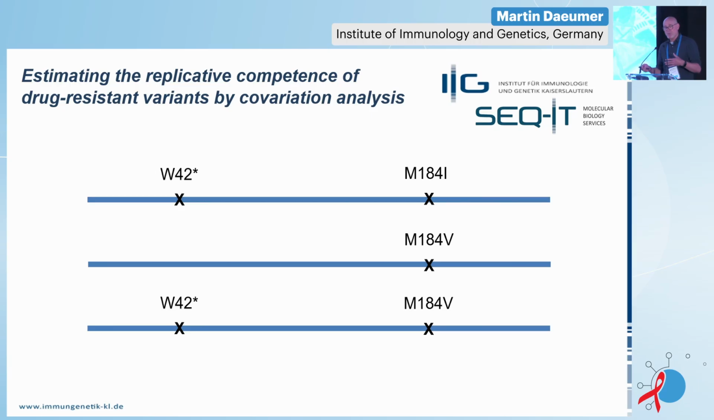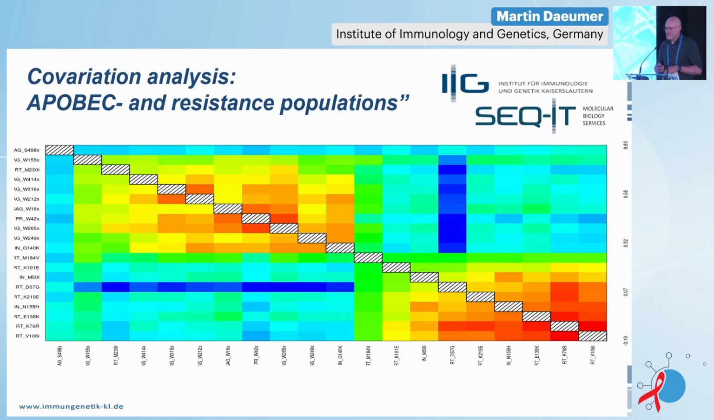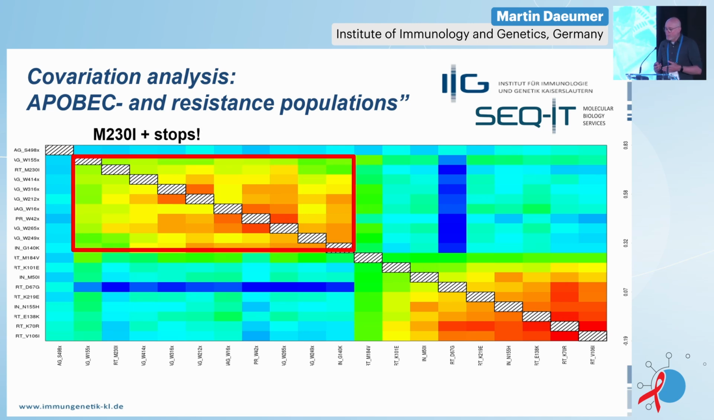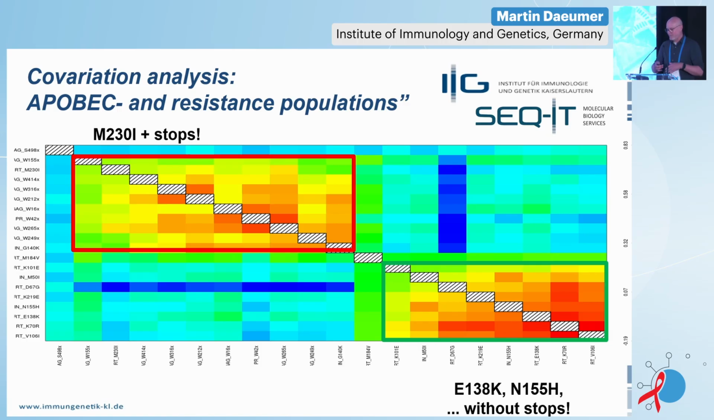You can make it a bit more complicated with the next slide. What we see is a separation of the APOBEC population, in this case a 203.30I mutation together with stop codons, and we would like to separate these from the more dangerous, replicatively active drug resistance populations, in this case in the integrase, with the 138K and 155A mutations without any stops.